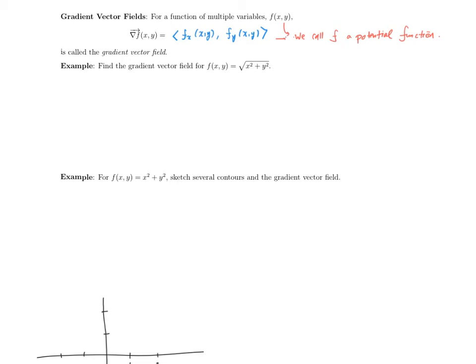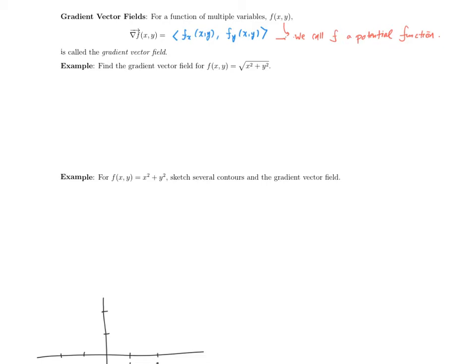And a common problem for us in upcoming sections will be to identify when a vector field is a gradient vector field, and if it is, we'll want to be able to find that associated potential. So to begin, let's revisit an old example. Let's just find the gradient vector field associated to some function.